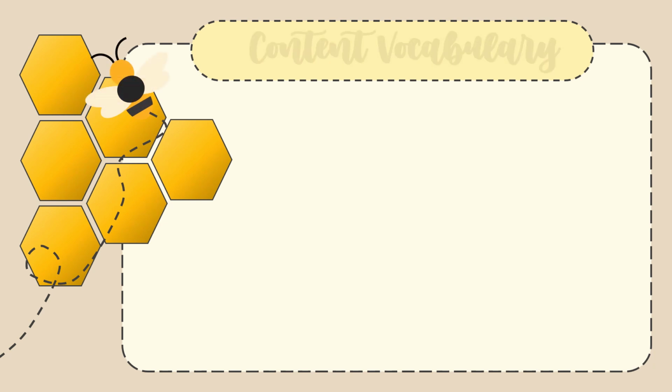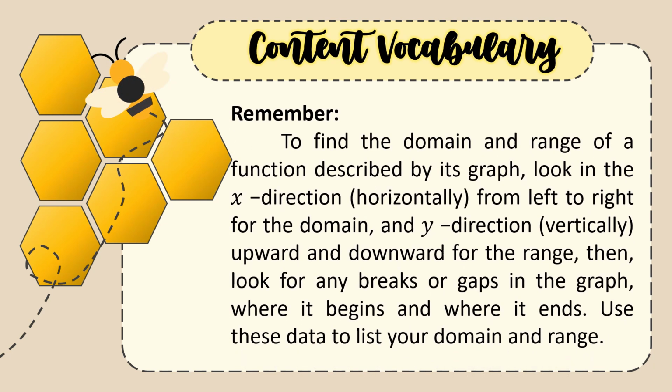Now, in finding the domain and range, you need to remember that to find the domain and range of a function described by its graph, look in the x direction, or the horizontal part, from left to right for the domain, and y direction, or the vertical part, upward and downward for the range. Then look for any breaks or gaps in the graph, where it begins and where it ends. Use this data to list your domain and range.